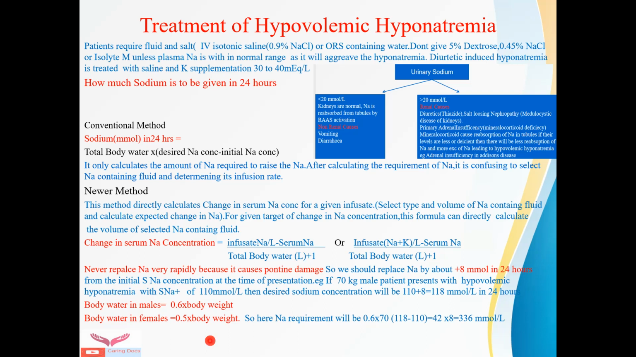Now, if the patient comes with hypovolemic hyponatremia, how is the sodium given? So we have two methods. First, the conventional method, and second is the newer method. In the conventional method, the amount of sodium which is required in 24 hours is calculated as total body water multiplied by the desired sodium concentration minus the initial sodium concentration.